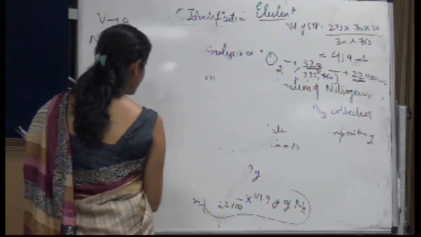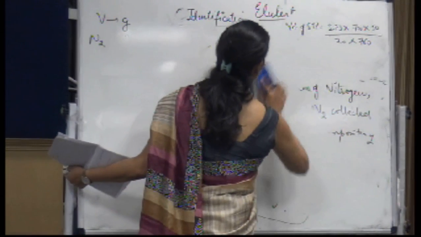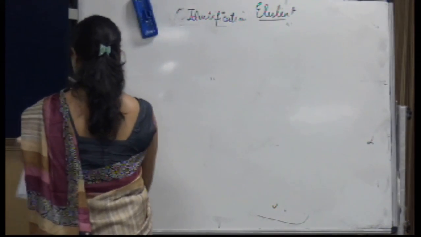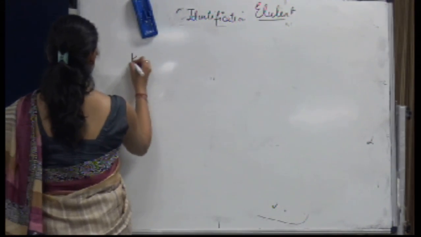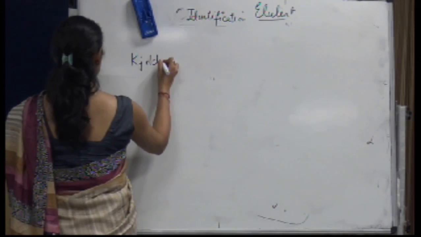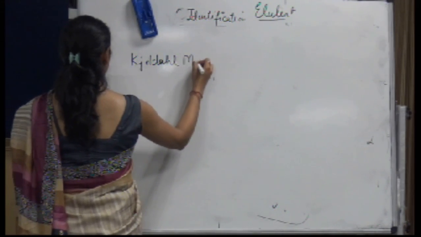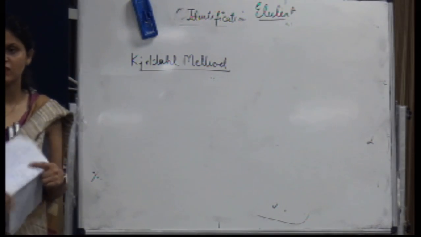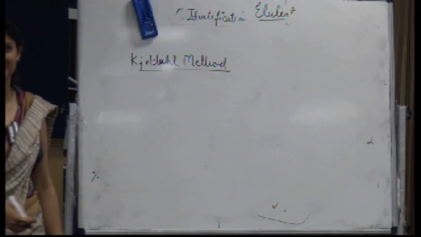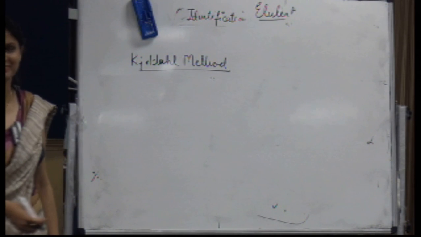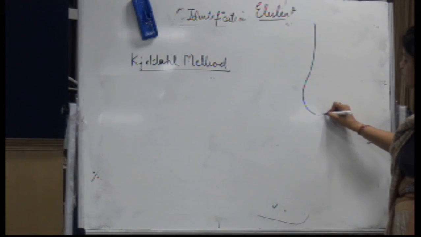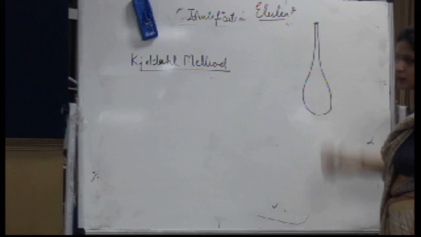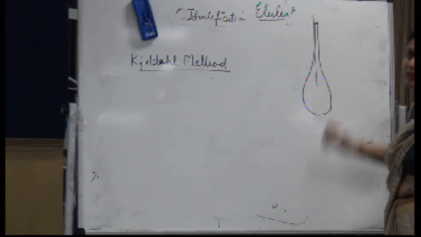There's another method to estimate the amount of nitrogen. It is known as Kjeldahl method. Has everybody seen the Kjeldahl flask in the lab? It looks like a round bottom flask but an elongated round bottom flask. This is known as Kjeldahl flask. It is mainly used for heating purposes.